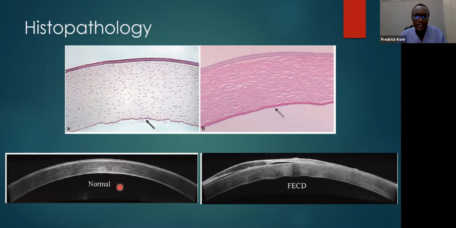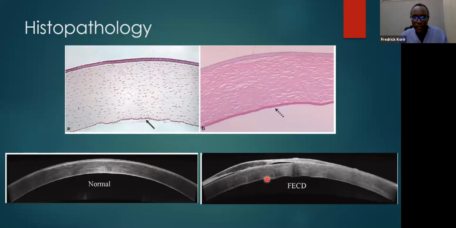Down here is an OCT picture of the same patients. A normal OCT cross-section of a cornea, and you can see it's compact, very well organized and uniform. To the left is a patient with Fuchs endothelial dystrophy, and you can see the endothelial cell layer.